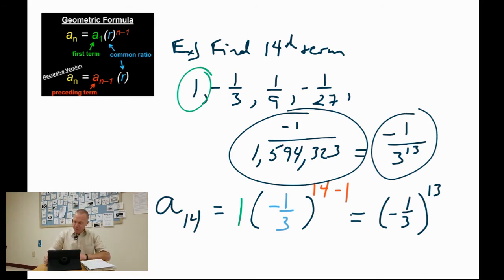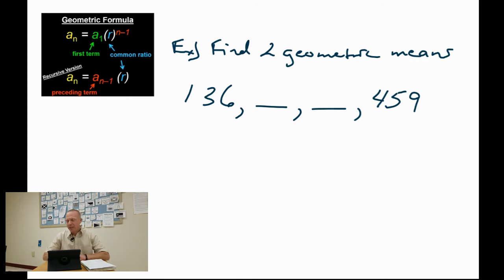All right, well, that was interesting. How about something like this? What if we want to find two geometric means? Now, if you're saying geometric means, did I miss something? Well, that's some terminology that basically refers to the numbers in between the numbers of a geometric pattern. Okay? The numbers in between the numbers in a geometric pattern.